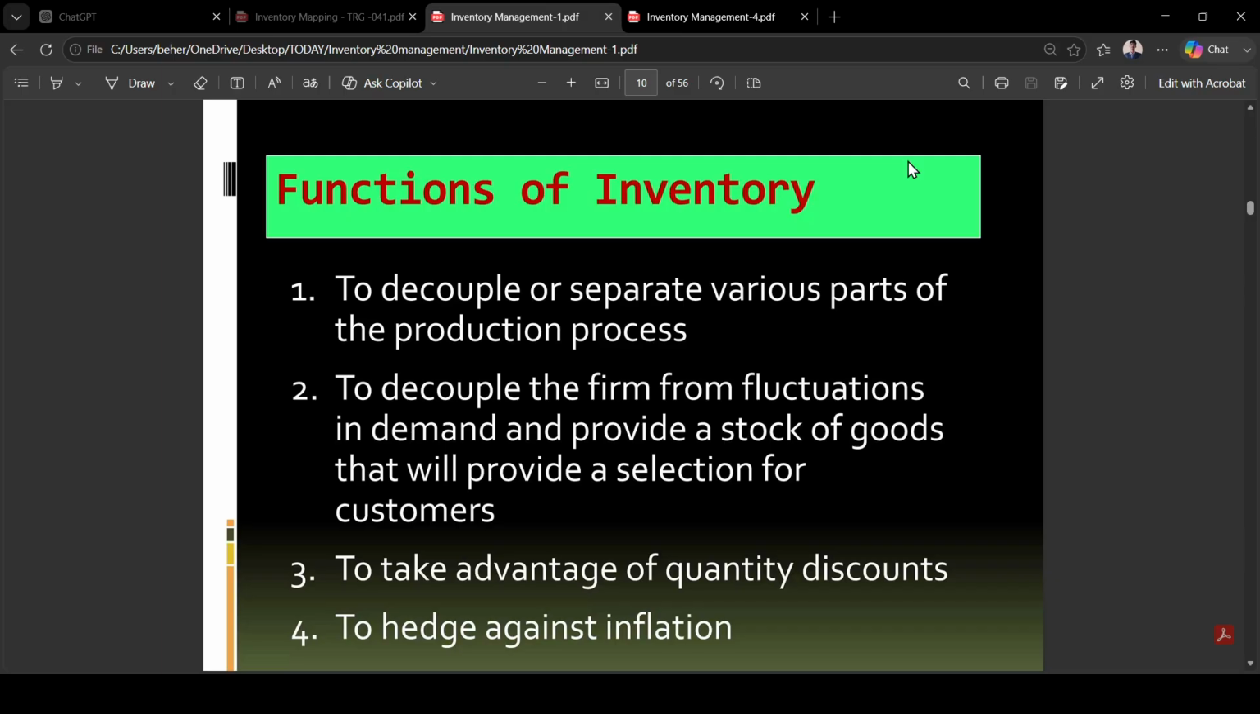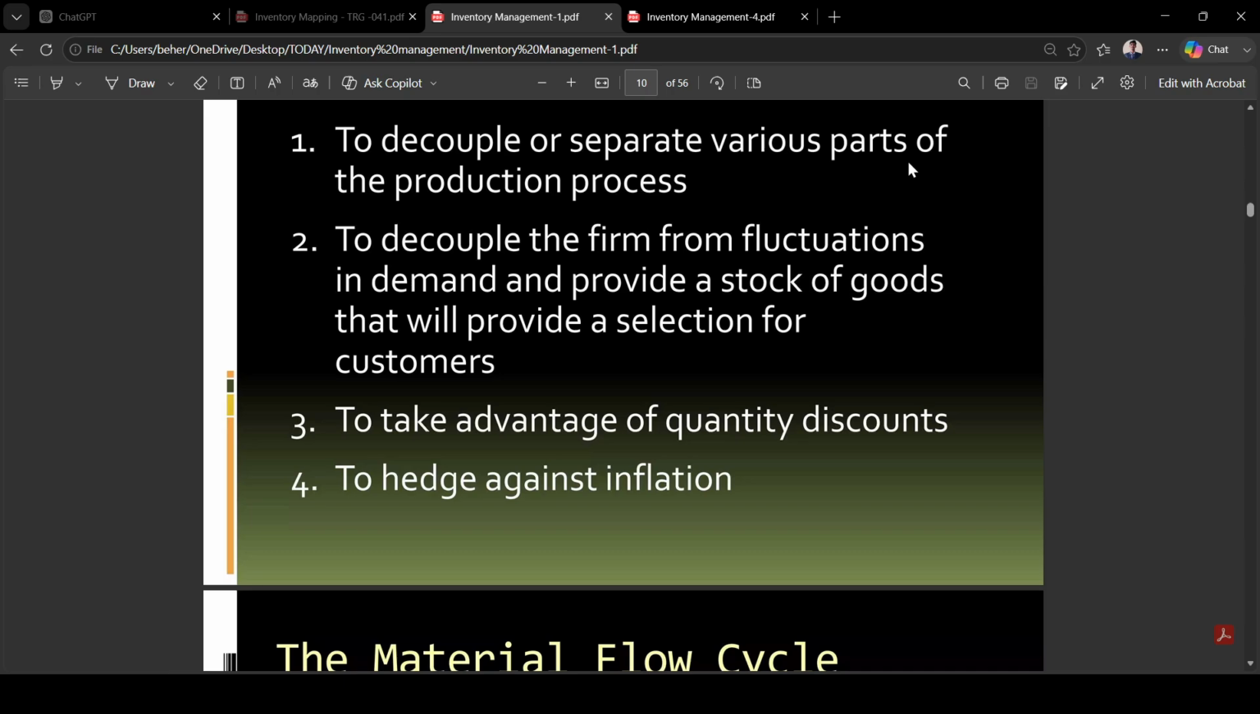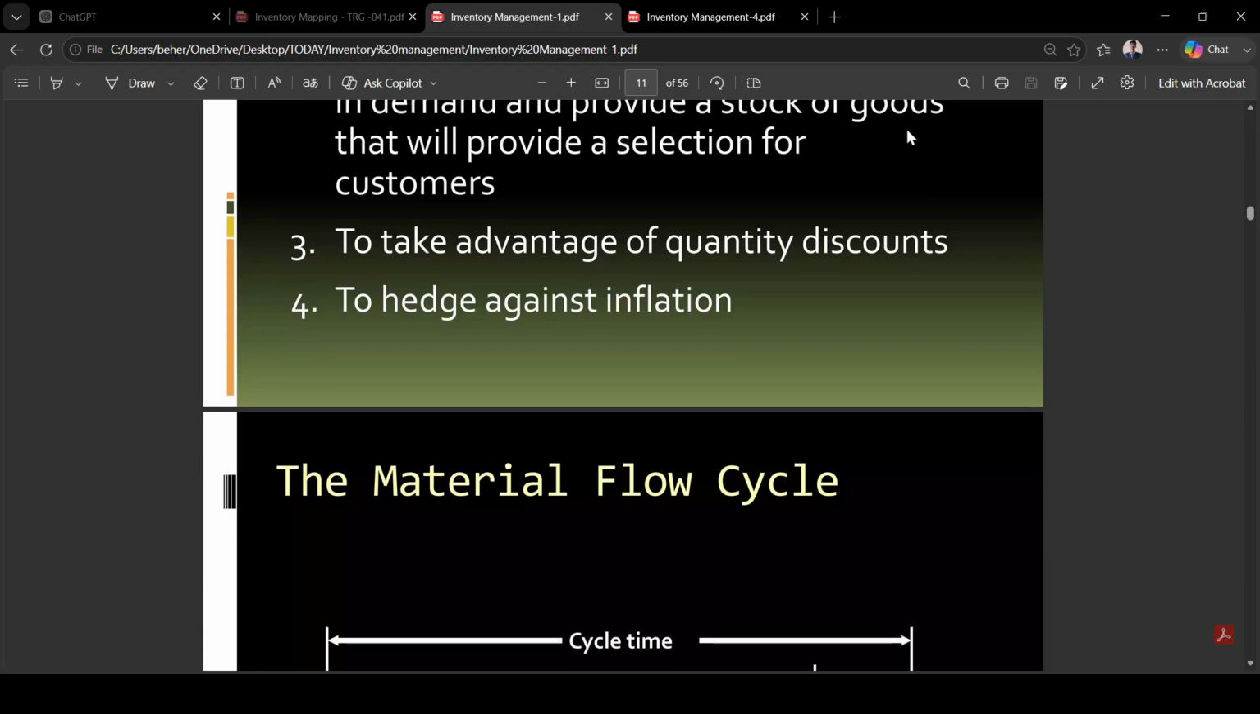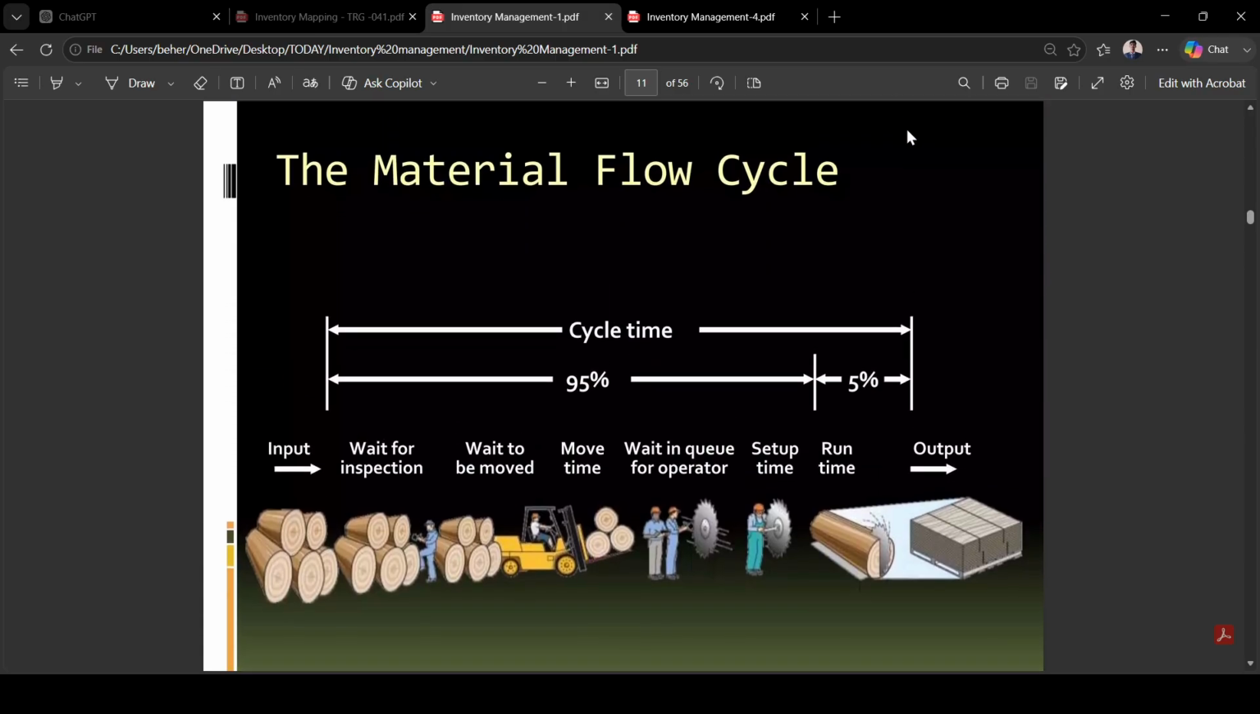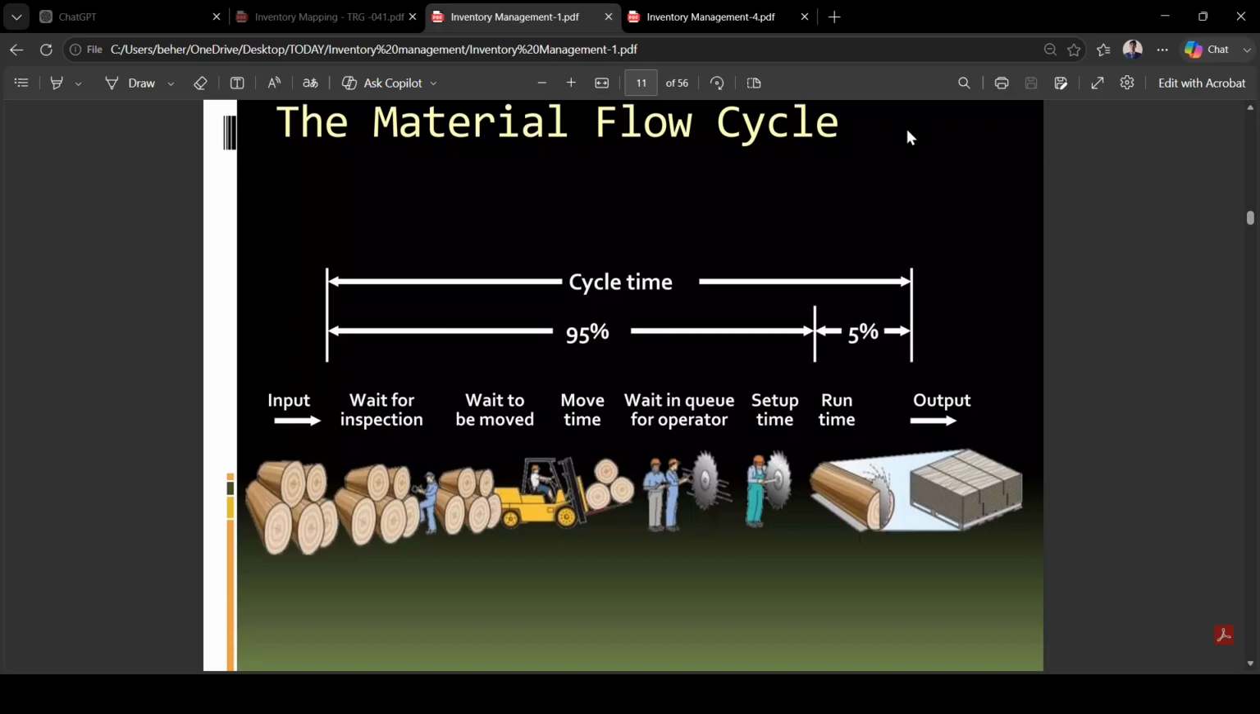Functions of inventory: to decouple or separate various parts of the production process, to decouple the firm from fluctuations in demand and provide a stock of goods that will give a selection for customers, to take advantage of quantity discounts, and to hedge against inflation. The material flow goes from input, wait for inspection, wait to be moved, move time, waiting in queue for the operator, setup, run, then output.